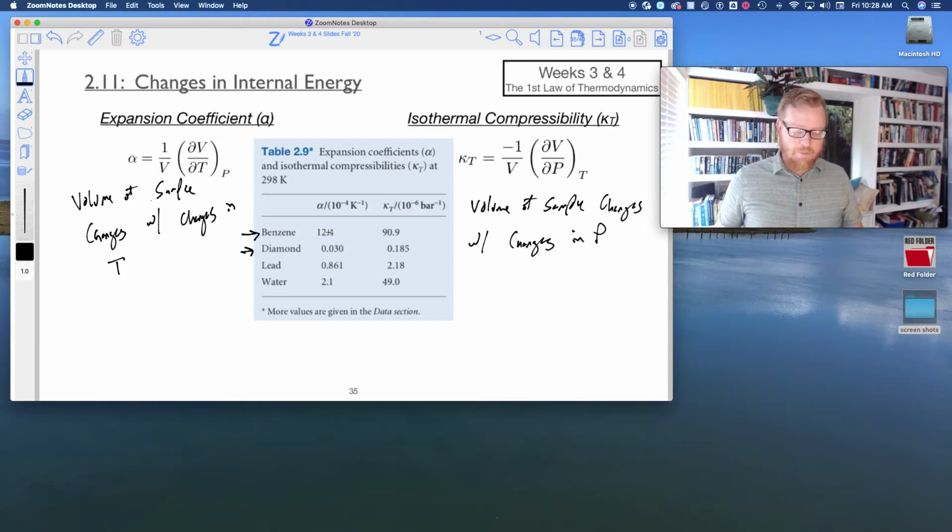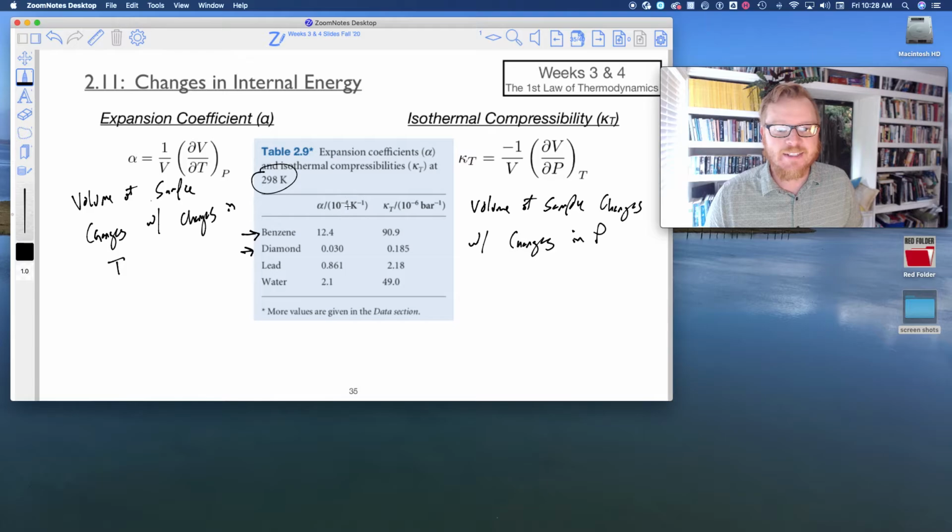So if I take a sample of liquid benzene and heat it up, we're going to see changes in volume to the benzene much more than we're going to see the changes in volume of the diamond. And that makes sense, right? Benzene is a liquid at room temperature and pressure, right? So these are the values at 298 K. So it'll be much easier to expand a sample of benzene than it will be to expand a sample of diamond. And we're not talking about a whole lot of expansion.